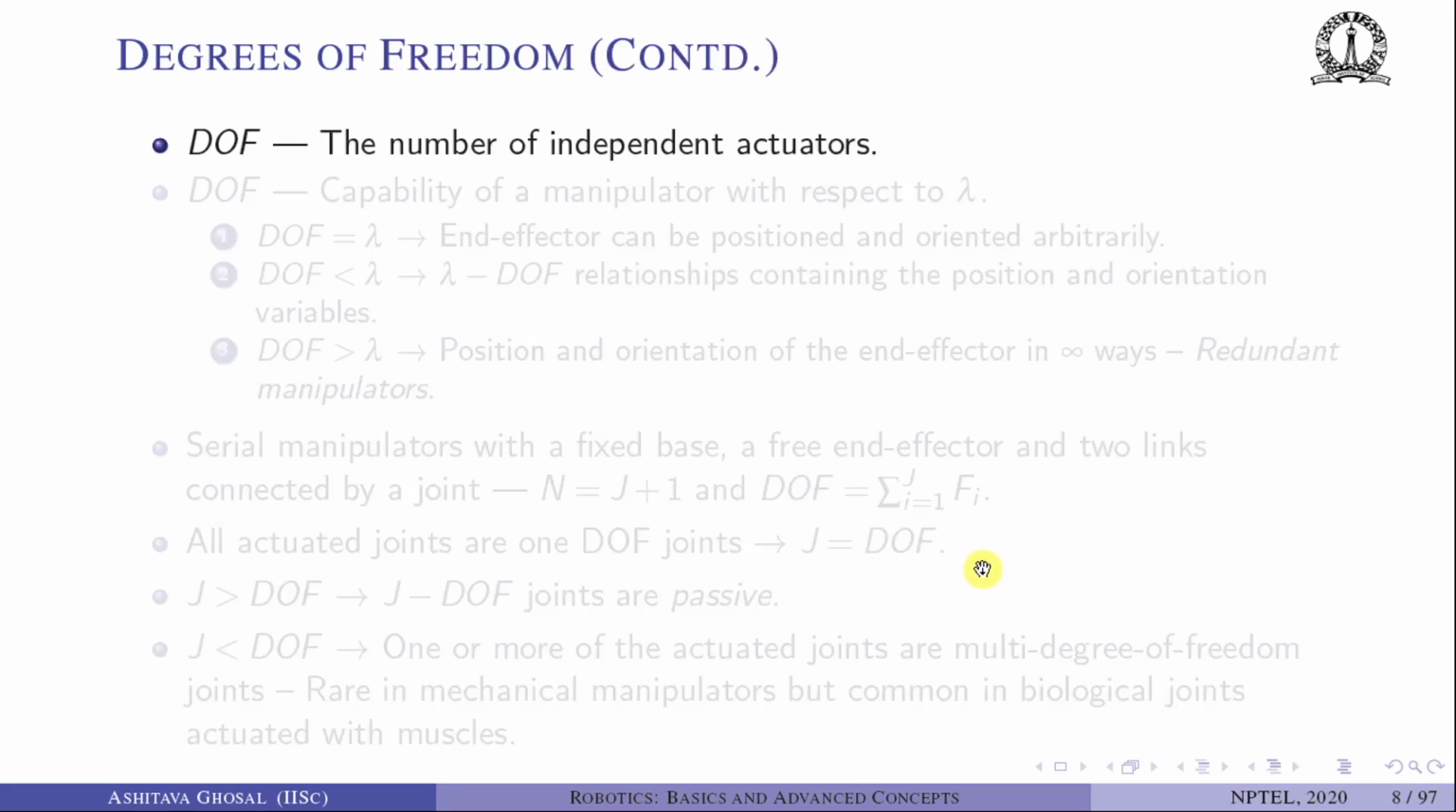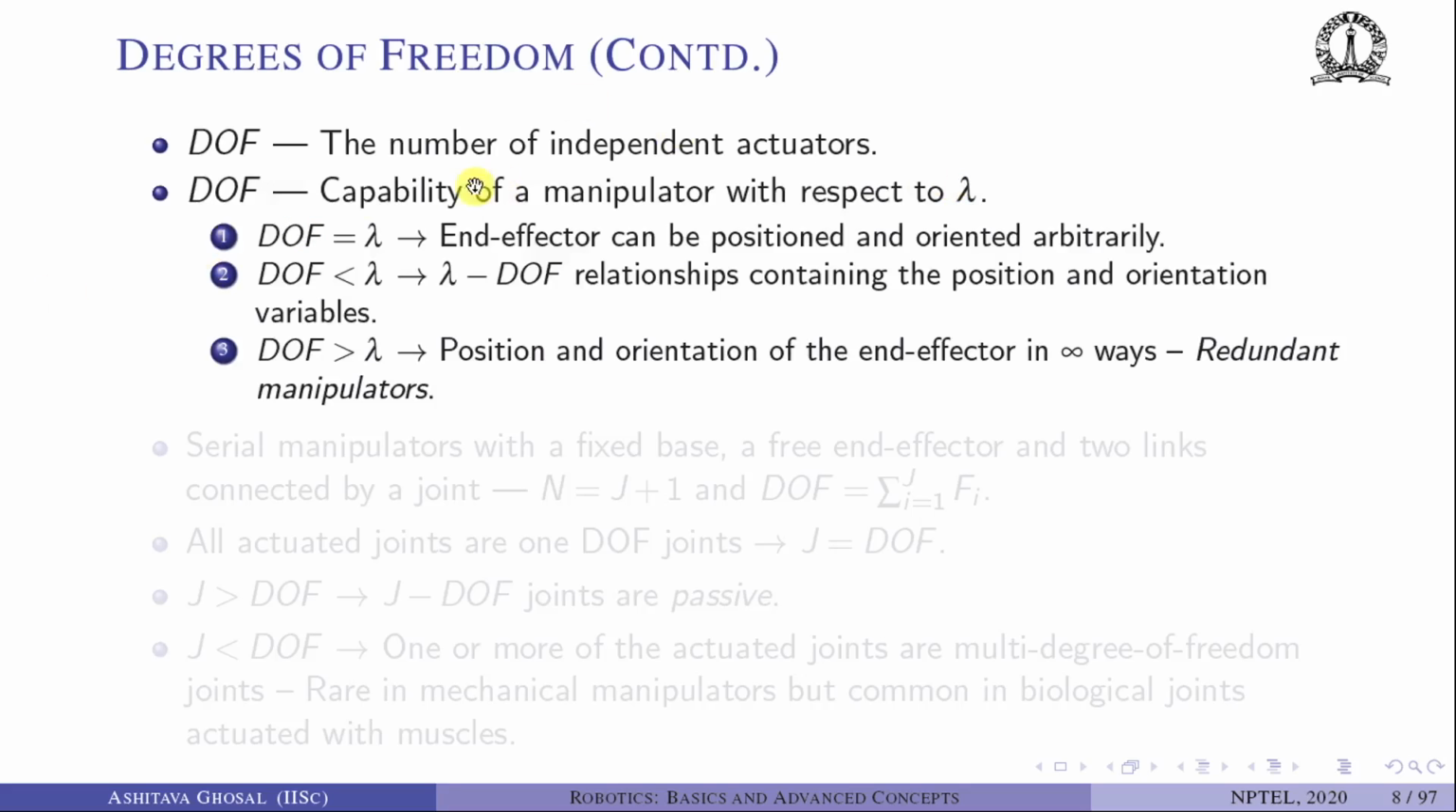Let's continue a little bit. What does the degree of freedom DOF that you calculate using Grubler's Kurzbach criteria indicate? At the basic level, it tells you the number of independent actuators that you can have. So if the degree of freedom of a mechanism is 2, I cannot put 3 independent actuators.